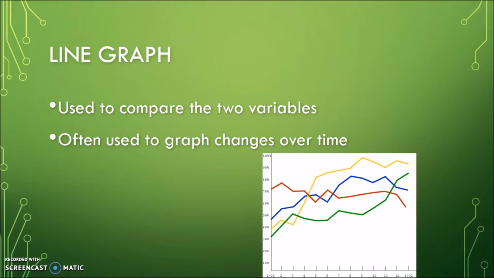Next, we have line graphs. These are used when you're comparing your 2 variables. Anytime that you have time as a variable, you will most likely be doing a line graph, and your time will be on your x-axis, which is across the bottom.